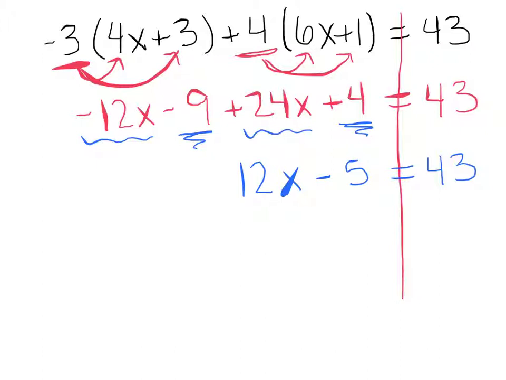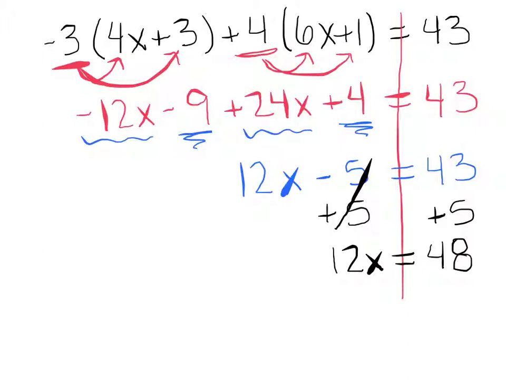Alright, now it's just our do and undo steps. So this should start being really familiar to you guys. We should be able to start getting pretty quick at it. We need to undo everything that's not x. So let's undo minus 5. Minus 5 plus 5 becomes 0, and we're left with 12x on this side, equals 43 plus 5, which is 48.